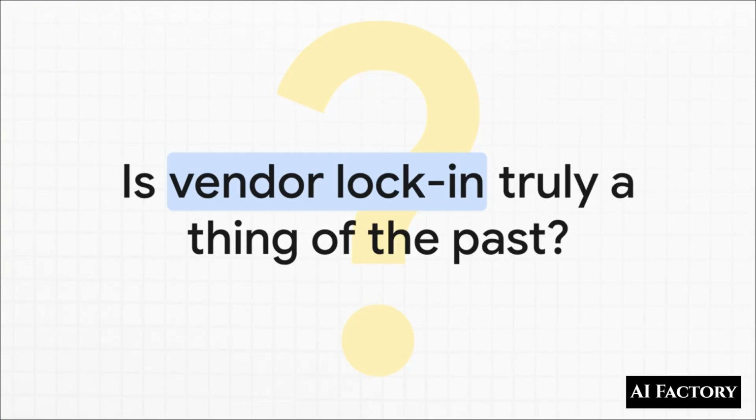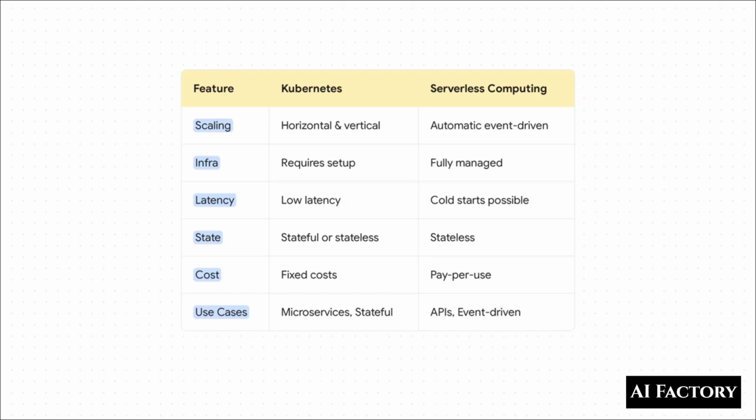With all these solutions, is vendor lock-in really gone? And the answer leads us to what we're calling the portability paradox. It's this fascinating cycle where every time we solve one problem, we accidentally create a new, maybe even more subtle one. Let's just compare these two head-to-head for a second.